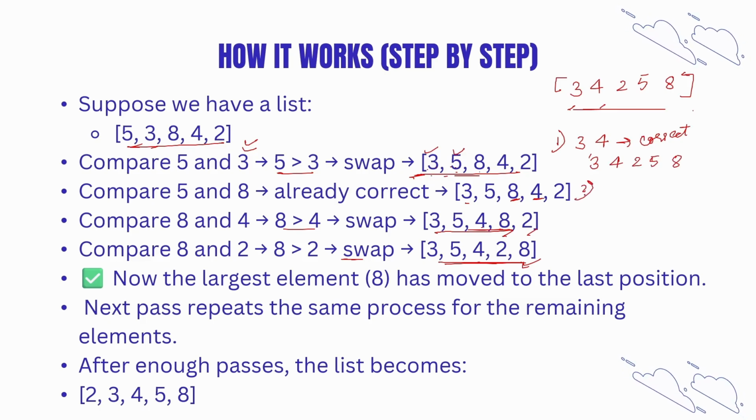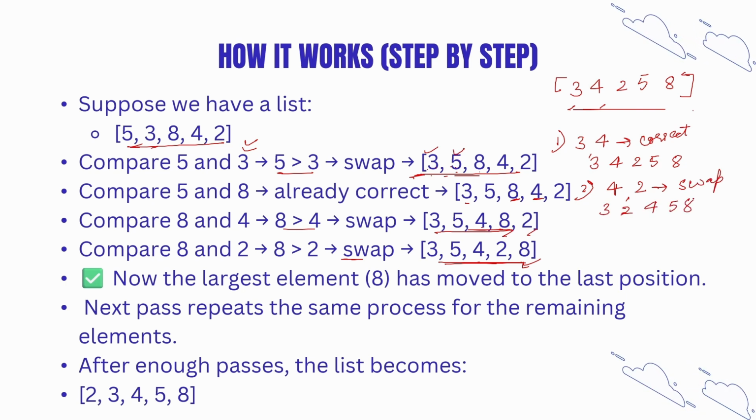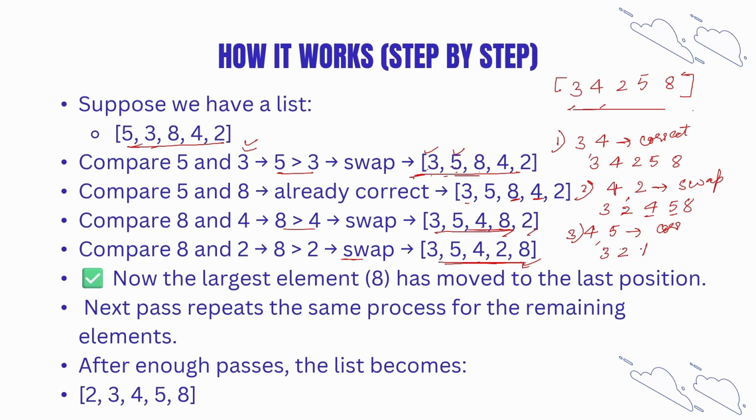Next we will compare 4 and 2. Since 2 is smaller than 4, we will swap. So our list becomes 3, 2, 4, 5, 8. Next we will compare 4 and 5. Since these are at the correct position, our list stays 3, 2, 4, 5, 8.